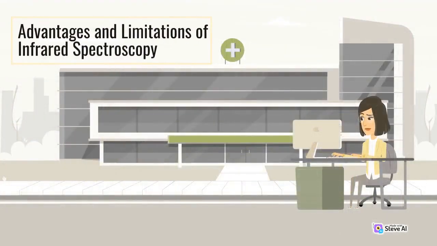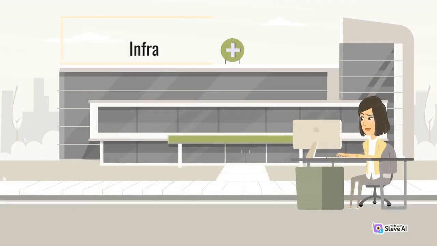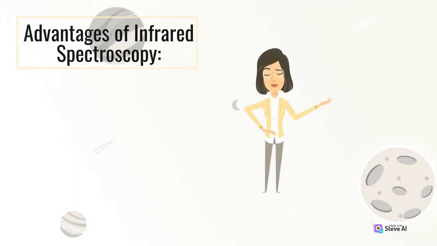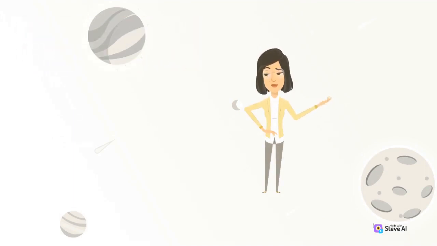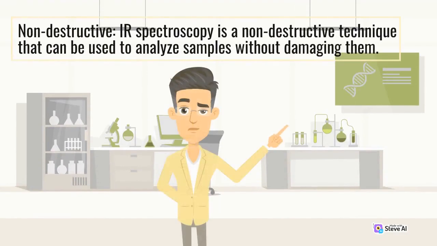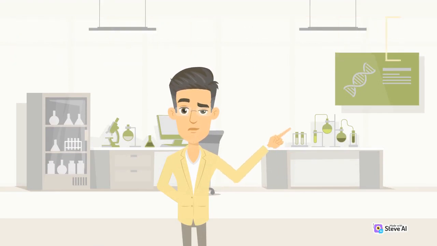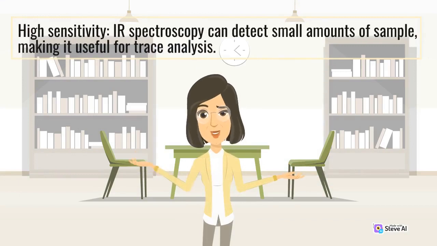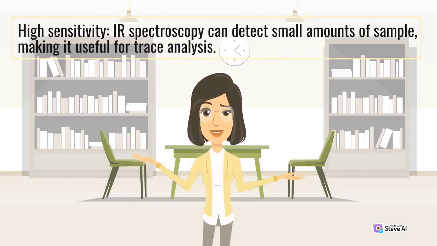Advantages and limitations of infrared spectroscopy. Advantages of infrared spectroscopy. Non-destructive. IR spectroscopy is a non-destructive technique that can be used to analyze samples without damaging them. High sensitivity. IR spectroscopy can detect small amounts of sample, making it useful for trace analysis.